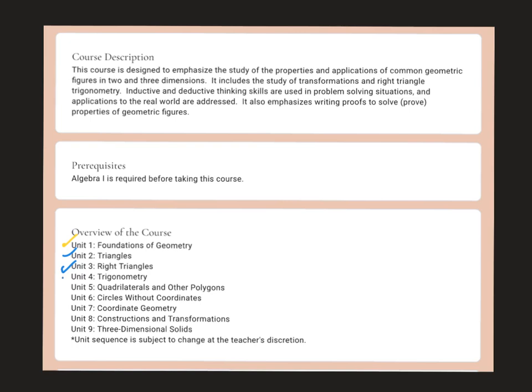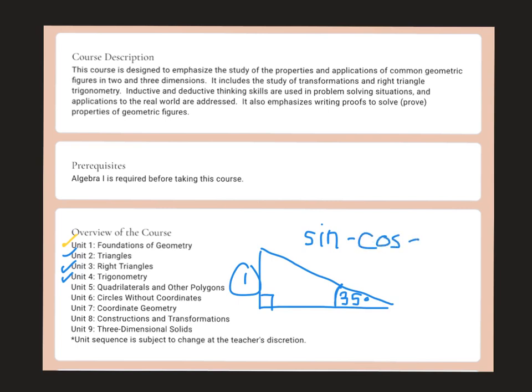Next we're going to look at trigonometry. With trigonometry, we're going to use those right triangles and solve for sides even if we're only given one side and one angle. The way we'll use that is using those buttons on your calculator: sine, cosine, and tangent.